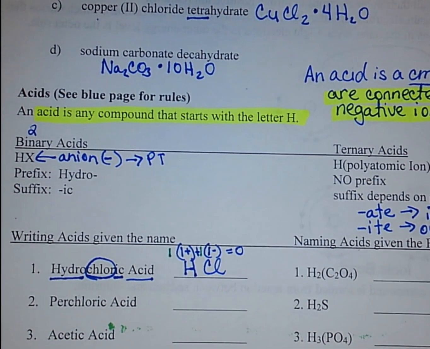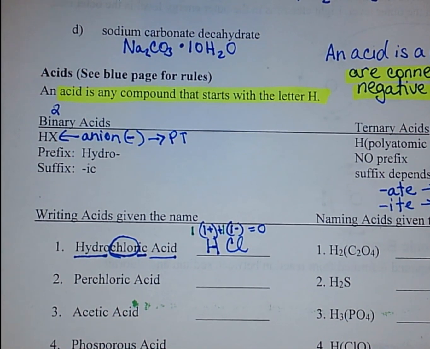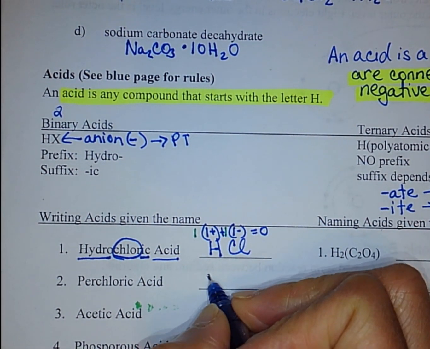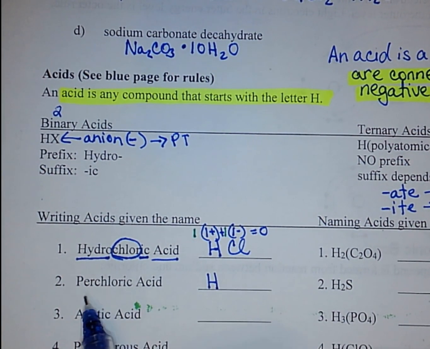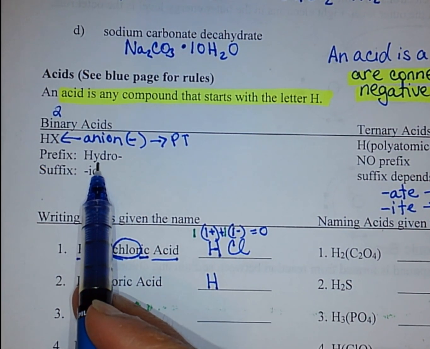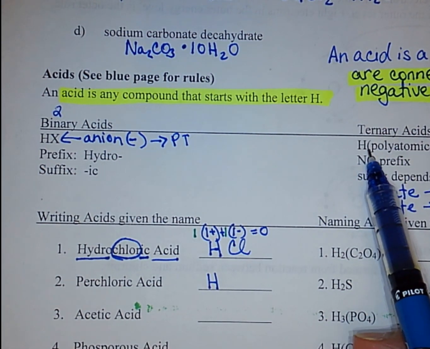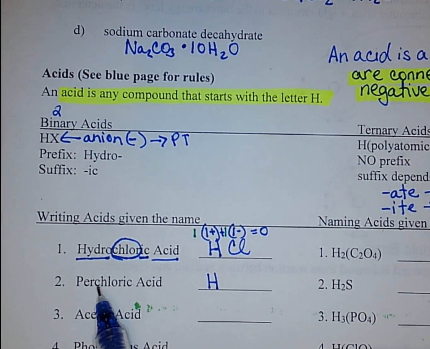Okay, now let's go ahead and answer number 2. This is perchloric acid. The first thing that you notice is that it does have the word acid. So for the formula, we're going to write our H there automatically. Secondly, notice that the word hydro is missing over here, so you don't have that prefix. If you don't have that prefix, that means that it's a ternary acid. That means that it's going to have 3 or more variables in it. So you've got perchloric acid.